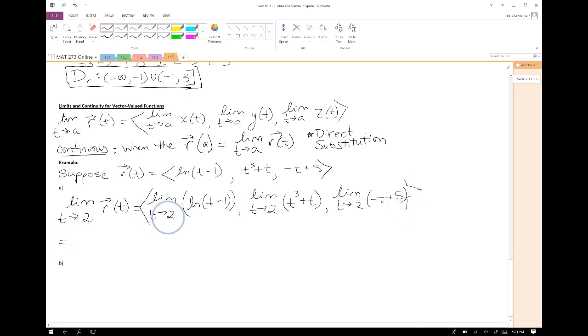For this one though, if we just plug t equals 2 in, 2 minus 1 is 1 and the natural log of 1 is 0. 2 cubed is 8. Plus 2 more is 10, and then negative 2 plus 5 is 3. So we are able to calculate this limit with direct substitution. That means that r of t is continuous at t equals 2.